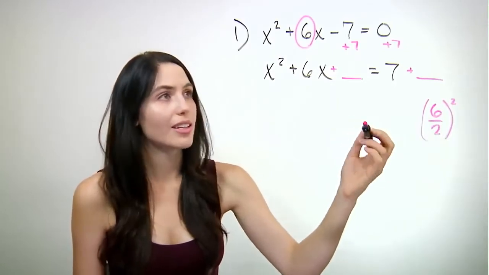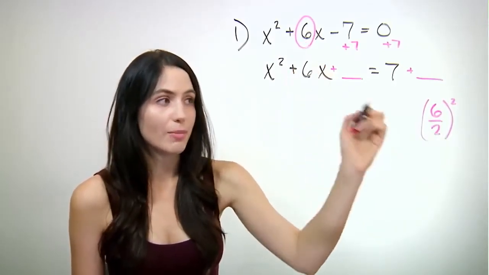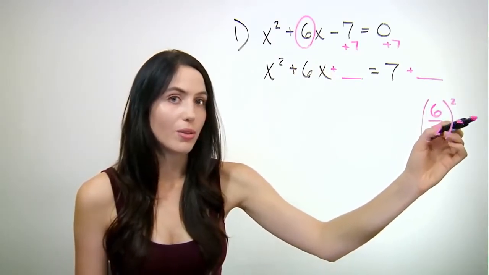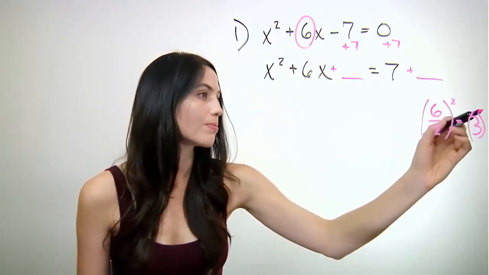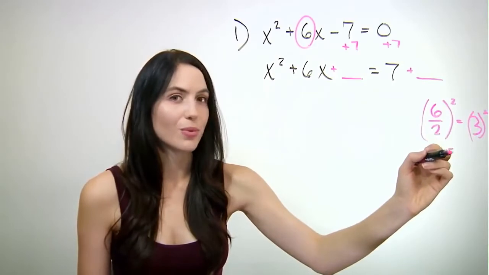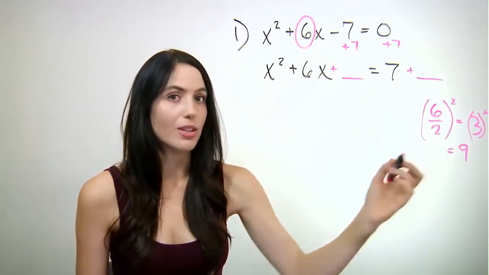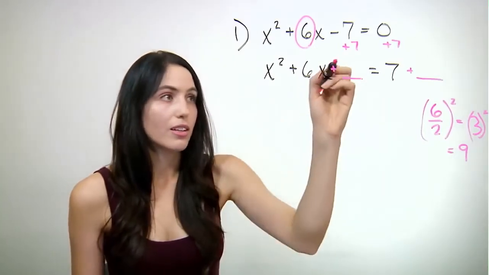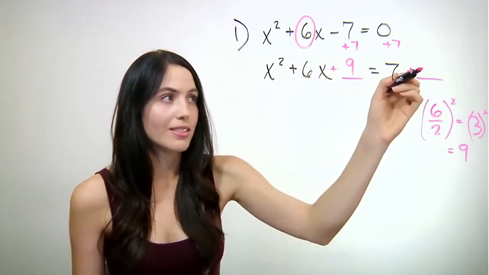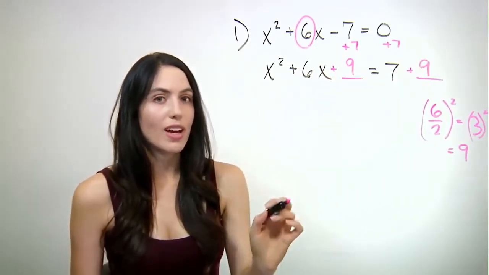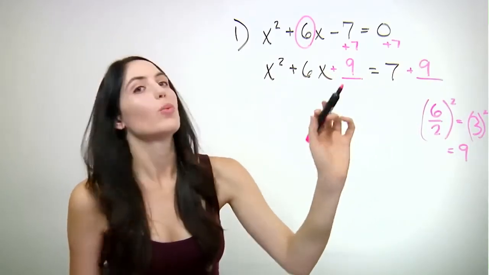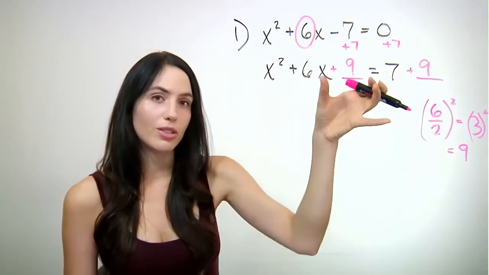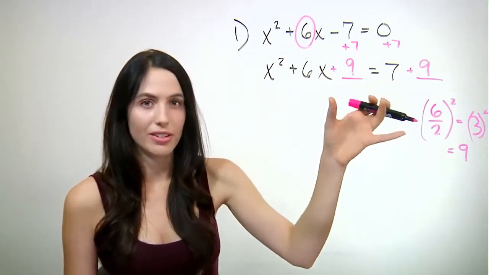So in this case, it's 6 divided by 2 squared, which simplifies to 3 squared, which equals 9. So we'll be adding 9 to the left side and the right side. So here we fill in plus 9, plus 9. We've added the same thing to both sides. What you do to one side, you must do to the other, so that we don't change the overall value of the equation, so that it's balanced.